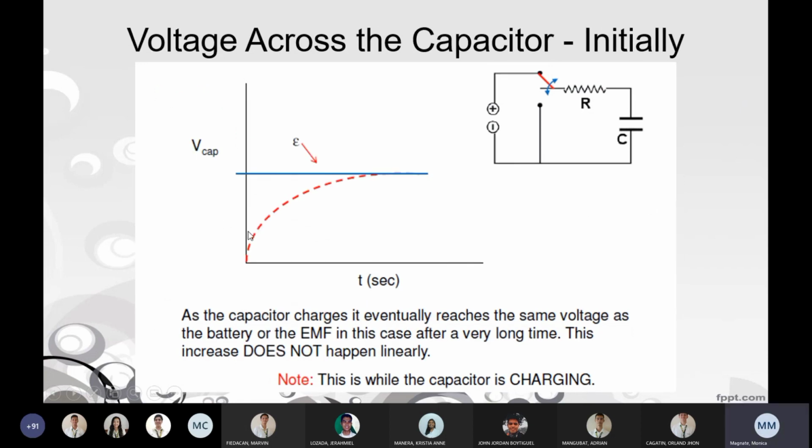So, yung voltage drop naman natin sa capacitor, so mula sa 0, since nag-charge nga siya, okay, so tataas siya ngayon, papunta dun sa EMF na value natin. So, as the capacitor charges, it eventually reaches the same voltage as the battery or the EMF in this case after a very long time. And it does not happen linearly. So, ito nga siya, yung graph niya is may curve, no? So, exponential kasi yung pagtaas ng voltage kay capacitor.